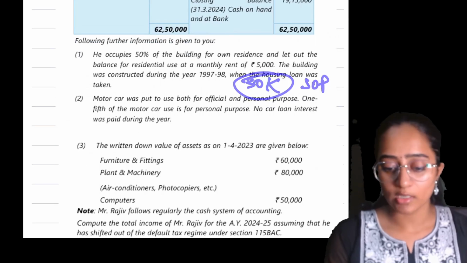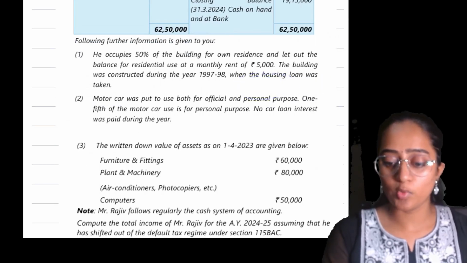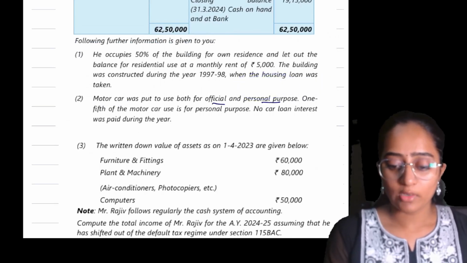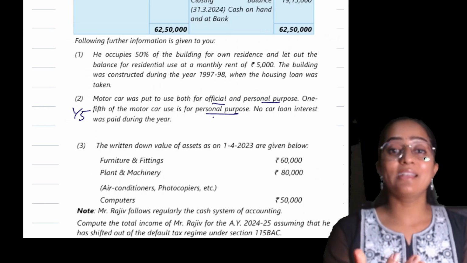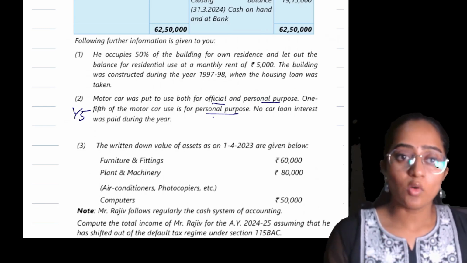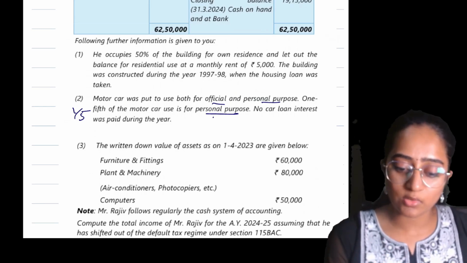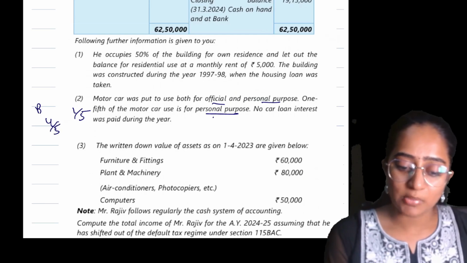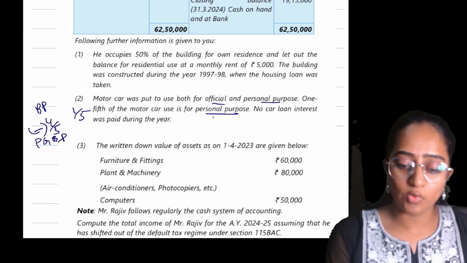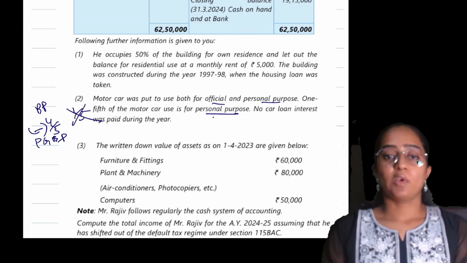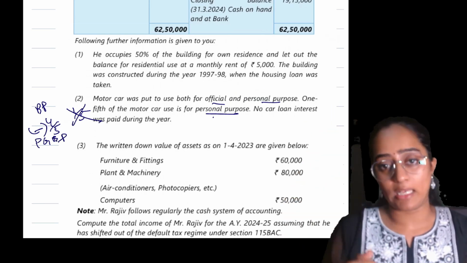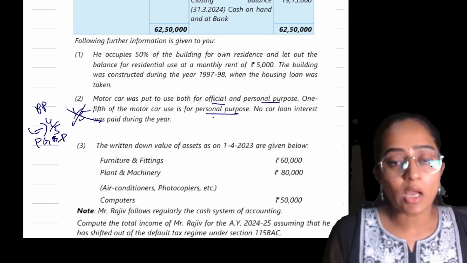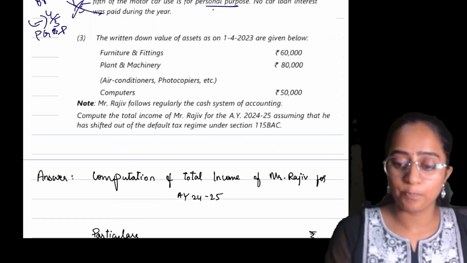Done? Great. Motor car was put to use for both official and personal purposes. 1/5 of the motor car is for personal use. So, whatever motor car interest paid amount is there, out of that you have to consider only 4/5 as business purpose and allowed as PGBP expenses. And this you should not consider at all, because you are directly going to do the front calculation, not the backward calculation. Right? So, no car loan interest was paid during the year.